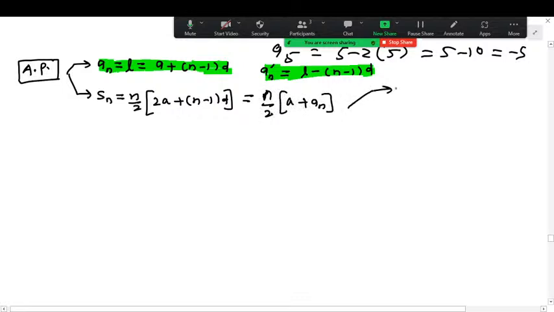Even if we want the sum of n natural numbers, we can obtain it from this formula, because if we put a as 1 and d as 1, we get the sum of n natural numbers. Similarly, the sum of n even numbers is n square plus n, and the sum of n odd numbers is n square.